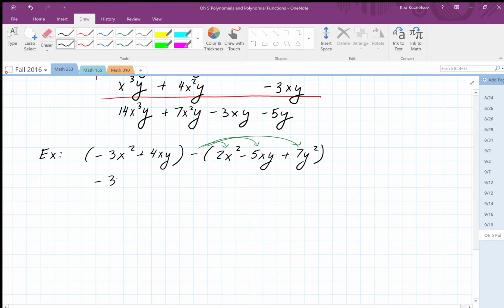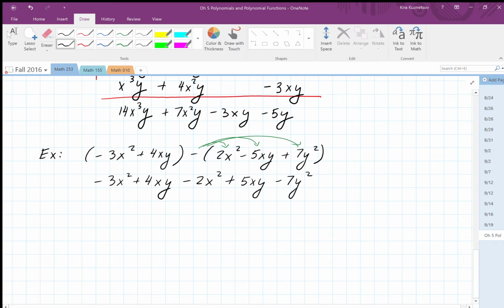You keep the first as is, and then the second polynomial gets negated all the way through. So you end up with a negative 2x squared. Negative times a negative is a positive 5xy. And negative times a positive is a negative 7y squared.